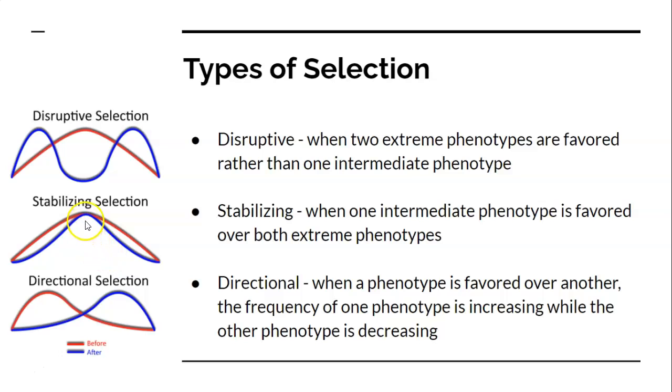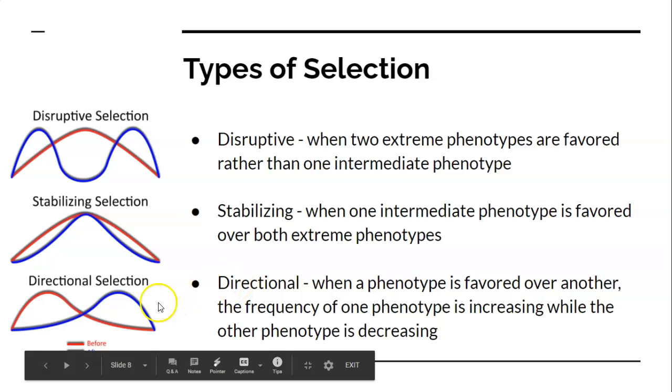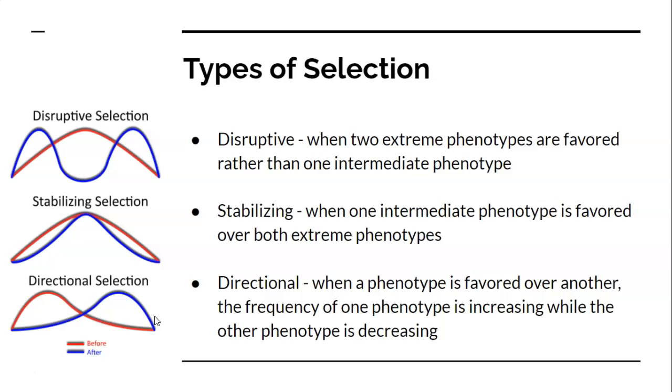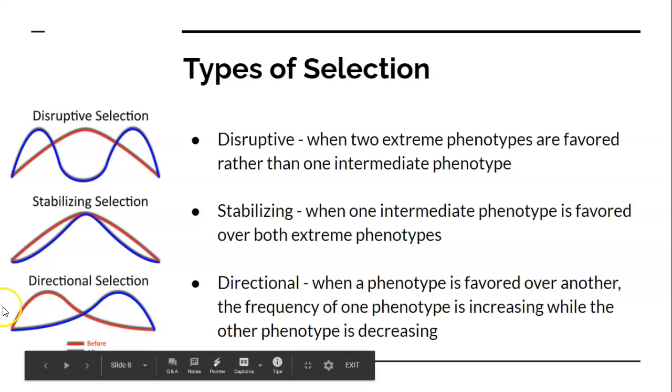Stabilizing is when you get even more of a favor, favoring the intermediate over both extremes. So it's a little bit more of an extreme bell curve. And then directional is when one phenotype is favored over another. So like maybe before it was favoring, I don't know, the left, and then over time, it's now favoring the right.